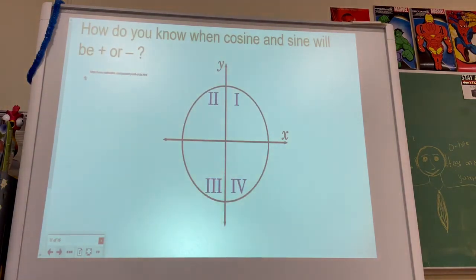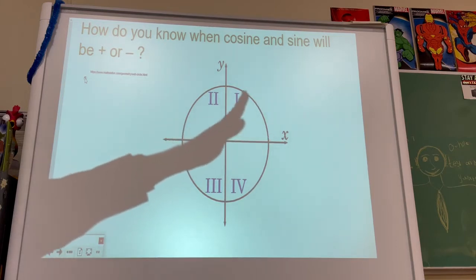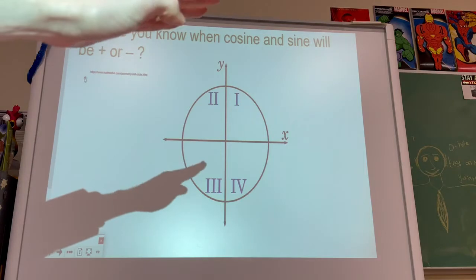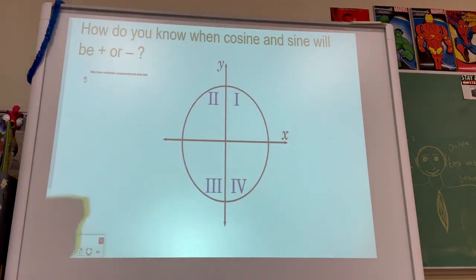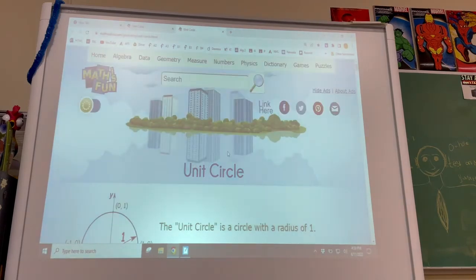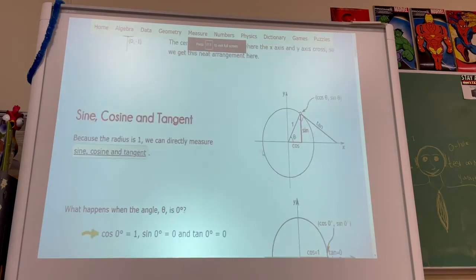How do you know when sine and cosine will be positive or negative? If we're looking at our interactive unit circle on my favorite website, Math is Fun, I'm hoping we can figure it out. For quadrant 1, when I have an angle in here, what's going to happen with my values of sine and cosine? What's going to happen when my angle is in quadrant 2, quadrant 3, or quadrant 4? Let's see if we can figure it out.